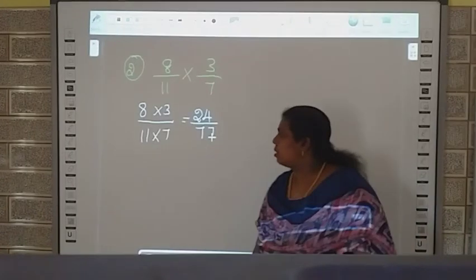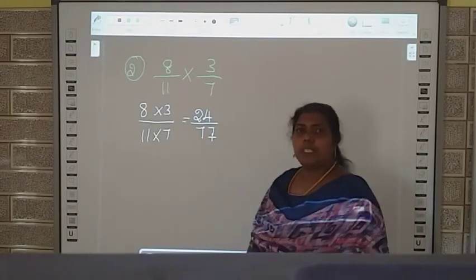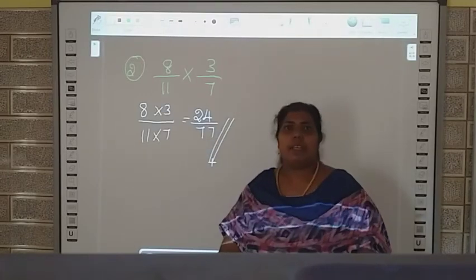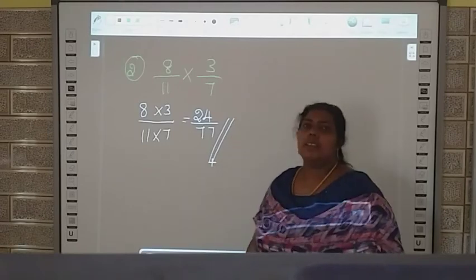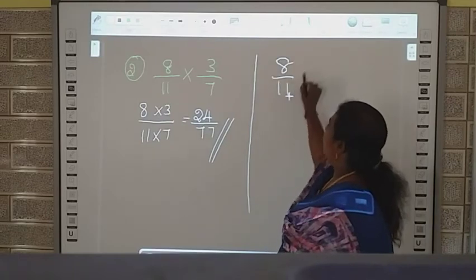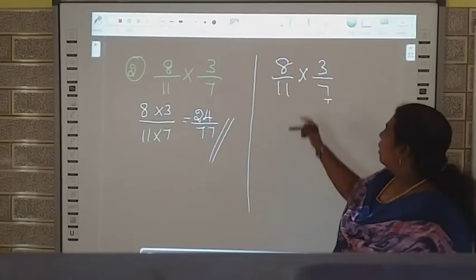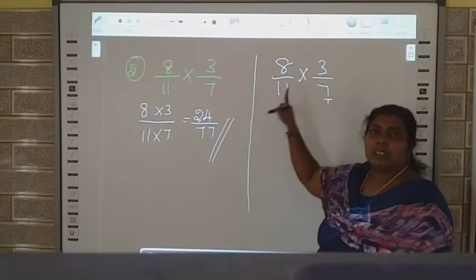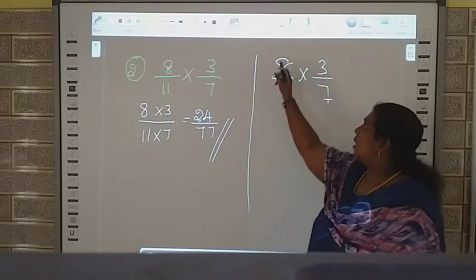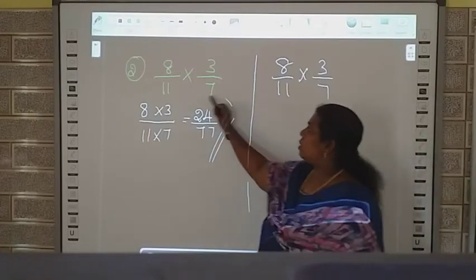Now, is it possible to reduce this fraction? Here we can use the second table, but it is not possible here. The seventh table is also not possible. So the final answer is 24 divided by 77. Taking another method, 8 by 11 into 3 by 7: here we cannot reduce, isn't it? 11 and 3 are both prime numbers. Then check 8 times 7: this is an even number, this is an odd number, so it is not possible. We cannot reduce it. So the final answer is what?